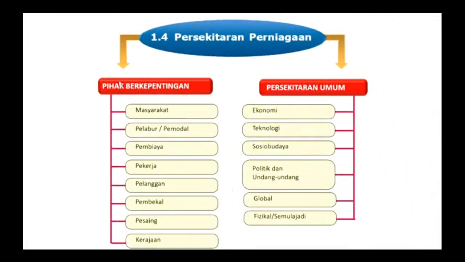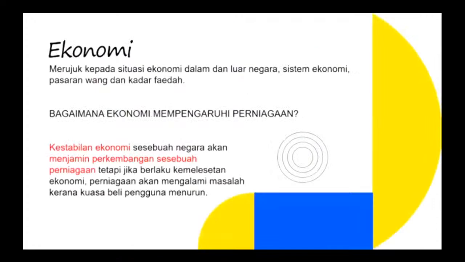Sebelum ini, pelajar telah belajar pihak berkepentingan. Untuk topik kali ini, kita akan belajar tentang persekitaran umum, iaitu ekonomi, teknologi, sosiobudaya, politik dan undang-undang, global, serta fizikal dan semula jadi. Faktor persekitaran umum yang pertama ialah ekonomi.